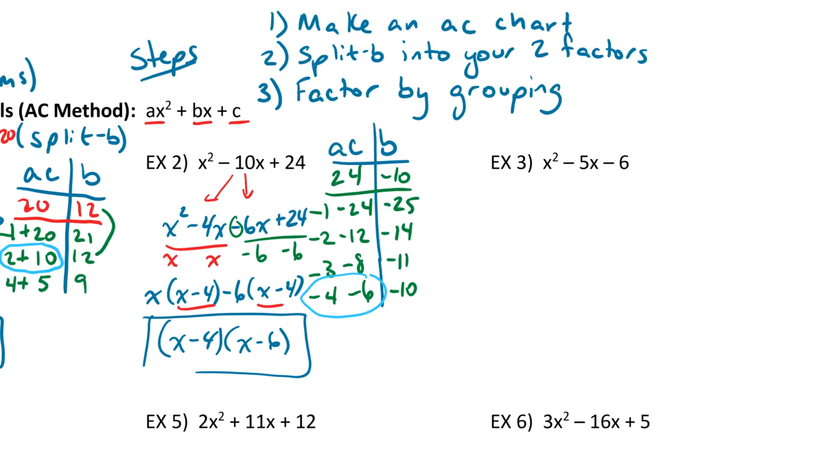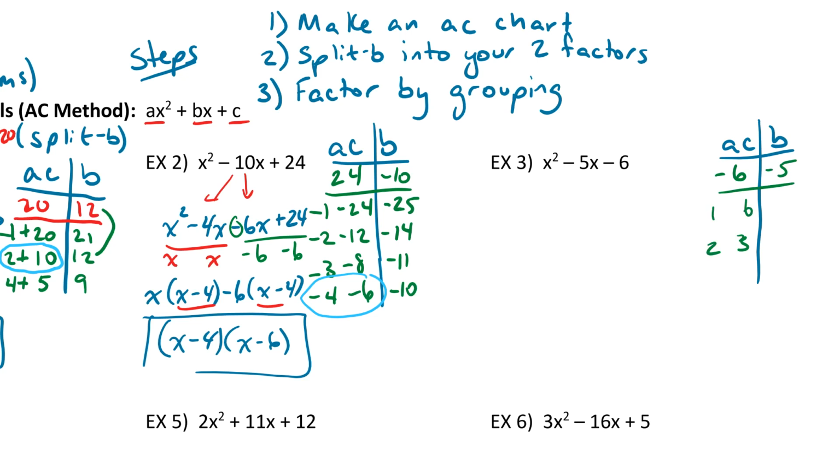All right, for example 3. So if we start off with the chart, a times c would be 1 times negative 6, which is going to get us negative 6, and b is negative 5. So factors of 6 are 1 and 6, 2 and 3.